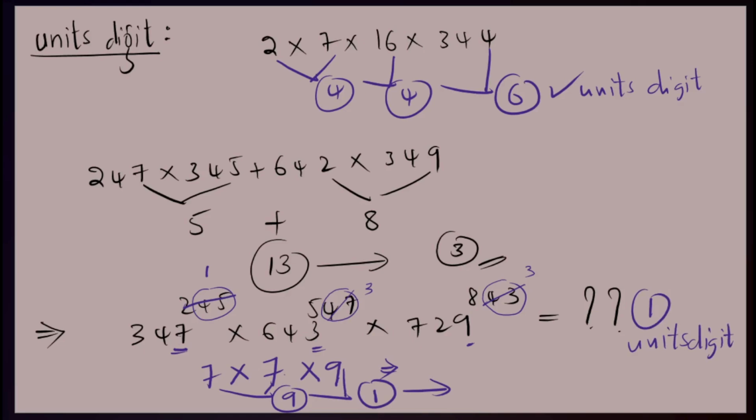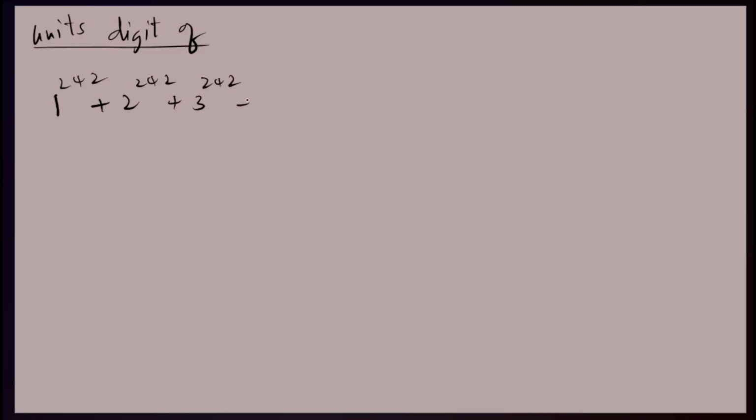Now let me give you one more question. Find the units digit of 1 power 242 plus 2 power 242 plus 3 power 242 plus so on plus 9 power 242. As I said, you forget about what you have to divide with. You just have to divide with 4. That's it. 242 divided by 4. Your remainder is 2.